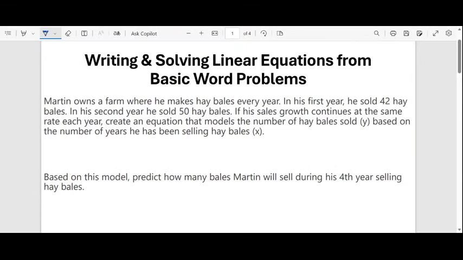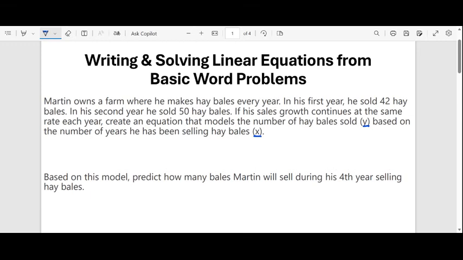In his second year, he sold 50 hay bales. If his sales growth continues at the same rate each year, create an equation that models the number of hay bales sold, we'll call that Y, based on the number of years he has been selling hay bales, X. So typically, whenever you see these type of problems, time, in this case, the number of years, is going to be your X value, and then Y is going to be whatever depends on the number of years that goes by. So X years would be your independent variable, and then your Y would be your dependent variable.